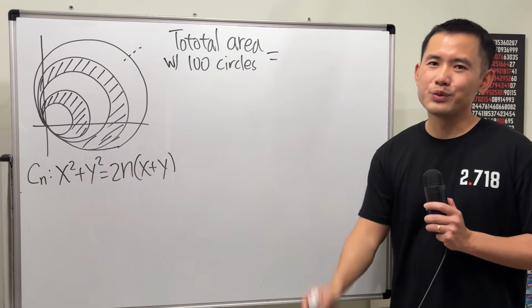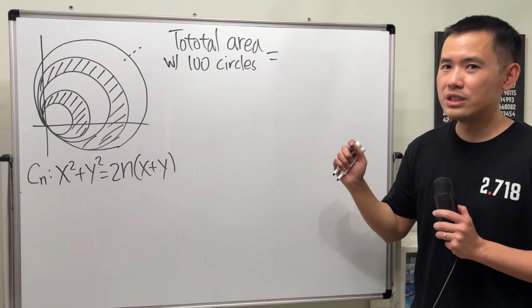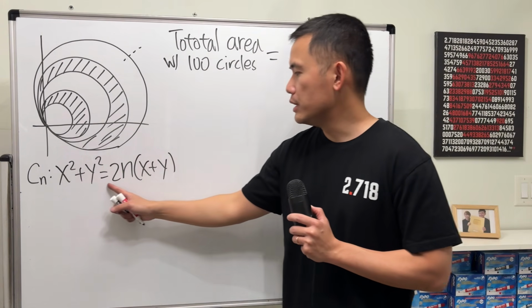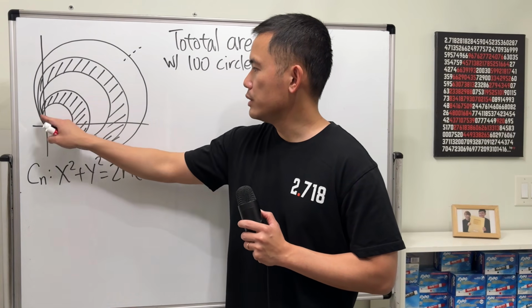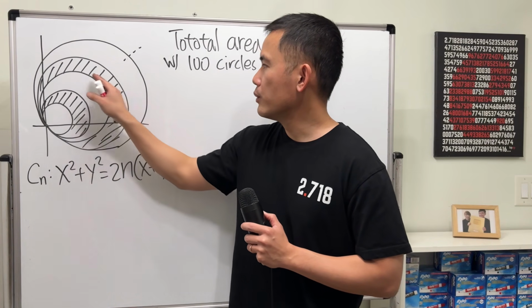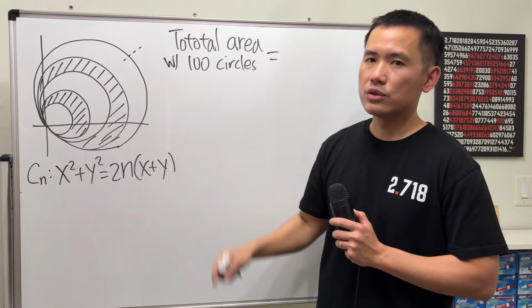This is a really nice one. First, we are given a sequence of circles, and they all have these equations. So if n is equal to 1, we get the circle. When n is equal to 2, that's the second one. And then we have the third one, fourth one, and so on, so on, so on.